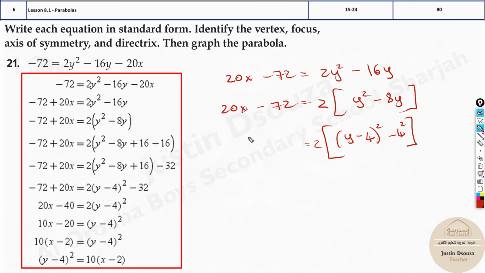There is one way you can avoid it. See, now it's 20x minus 72, right? Divide both the sides by 2, this will go. That is one thing. But imagine over here you had odd numbers. Say you had 21 or something. You were not able to divide.